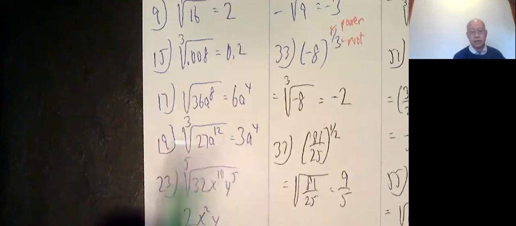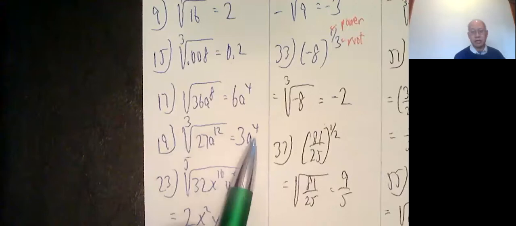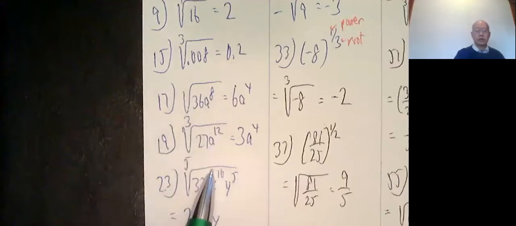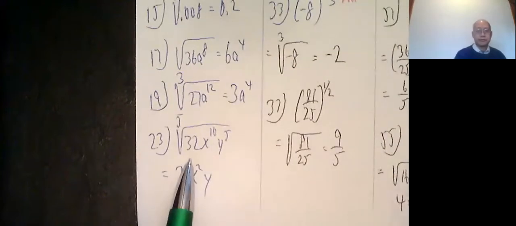And you may notice a nice shortcut. It's basically 12 divided by 3 is 4. 8 divided by 2, understood, is 4, and so on. So we can use that shortcut for this one.